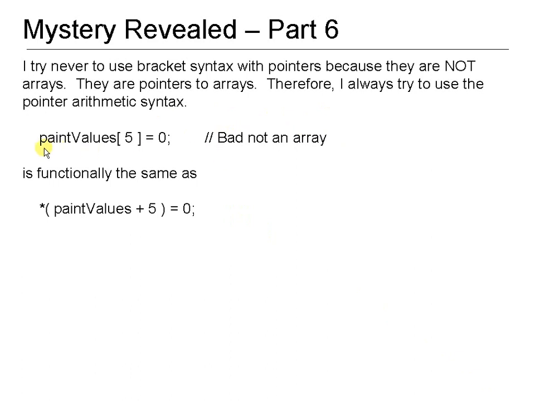So you can do this. pint value spot 5 is equal to 0. That's bad because it's not an array. It's a pointer to an array. But that is functionally the same as pint values plus 5, and then you dereference that. So this is pointer arithmetic using your base and offset equal to 0. So functionally the same. The bottom one is preferred with pointers.